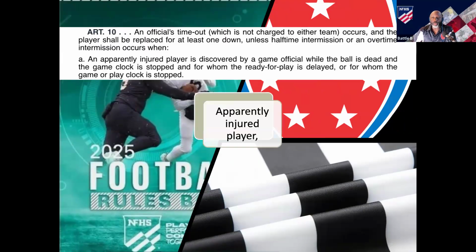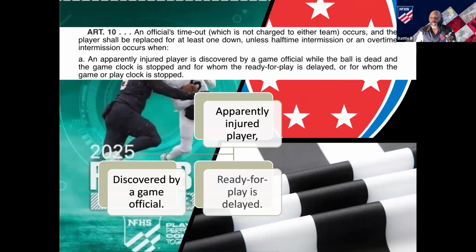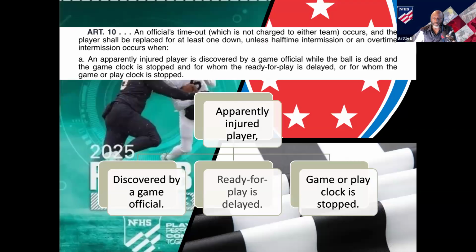So looking at A, and we're talking about an apparent injured player. There's three things I want to focus on. One, it was discovered by a game official. So a game official noticed that there was blood or a player injured. And then the ready for play was delayed. In other words, the game clock wasn't really stopped, but the ball wasn't put down, or we held the offense from snapping the ball. We delayed the ready for play, or the game or play clock is stopped. All right. So we have an injured player discovered by a game official, the ready for play was delayed, or the game clock was stopped.